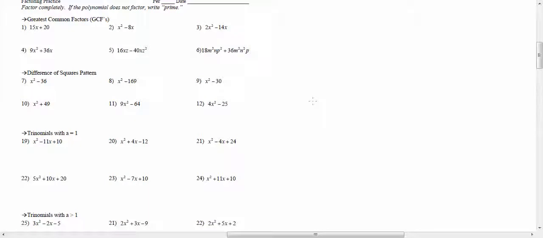All right. So I showed you how to factor these things. I actually didn't show you guys how to do these first two types of problems, greatest common factors and differences of squares pattern. I showed you the difference of squares pattern, so I'm gonna count on you for that one. Let's do a few of these.